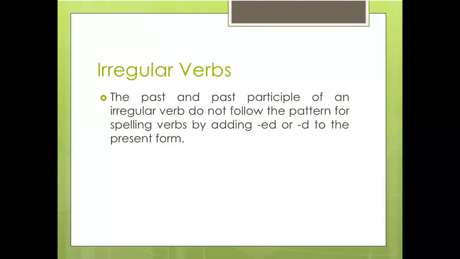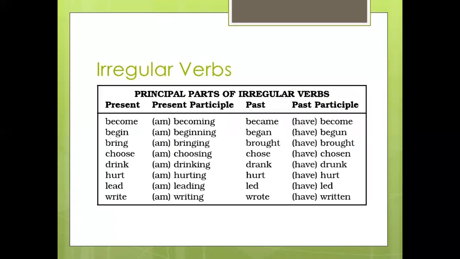Now irregular verbs. The past and the past participle of an irregular verb do not follow the pattern for spelling verbs by adding ed or d to the present form. Irregular verbs don't take ed or d with them to make it past. They form some other word. So what are these words? We'll just see it.